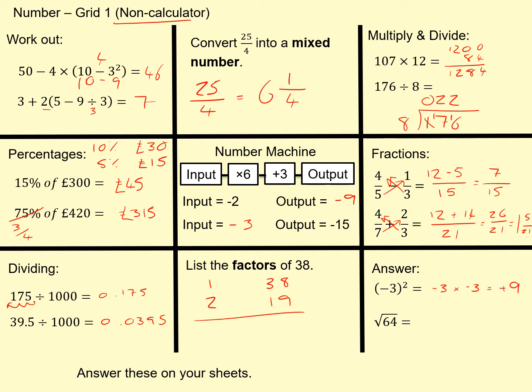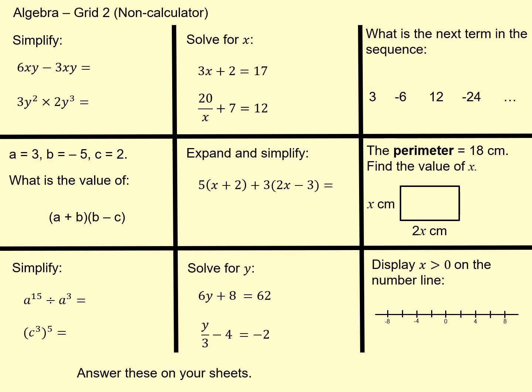And then lastly we've got what is the root of 64, so what is the number that multiplies by itself to get me 64? The number is 8, so the square root of 64 is 8. And the algebra stuff, so pause now.